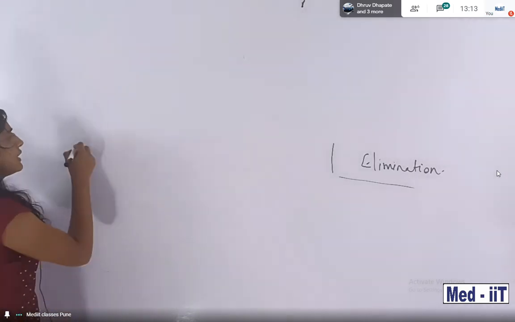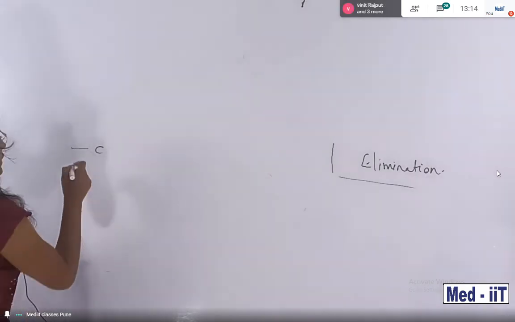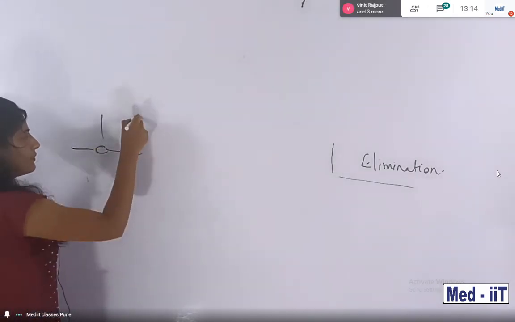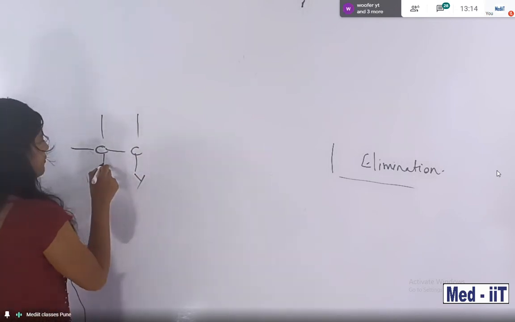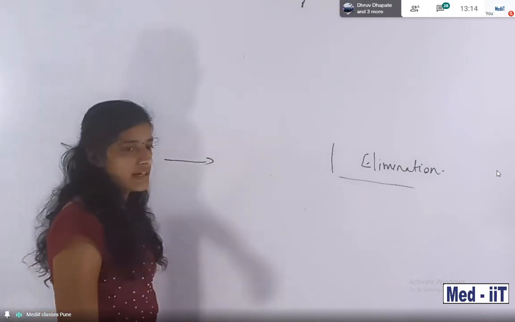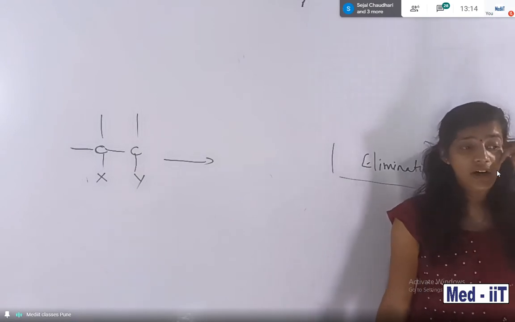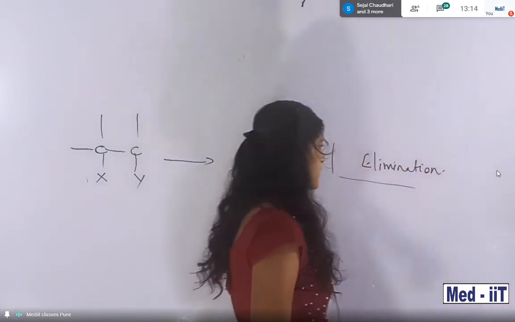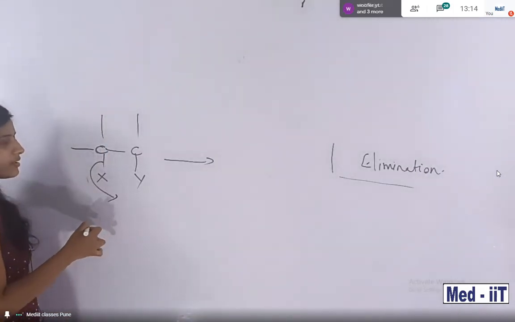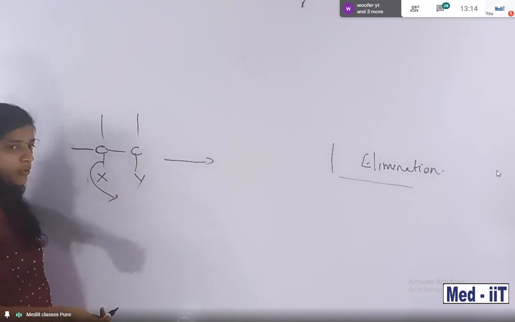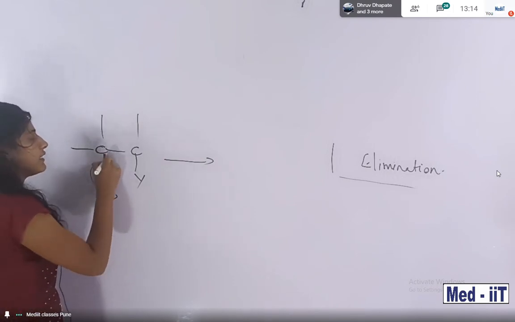I already know carbon, like this, X and Y. With the help of elimination conditions, I already told you, E1 and E2 eliminations are there. E1 elimination and E2 elimination, right? E1 elimination is a first order reaction, E2 is a second order reaction. Here what happened? X plus is removed. Means positive charge, the bond will not shift.